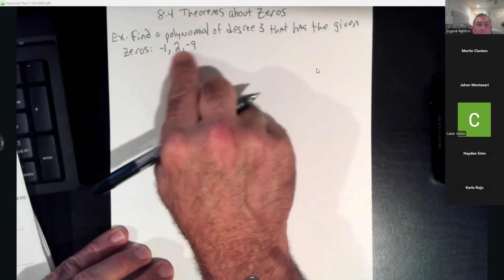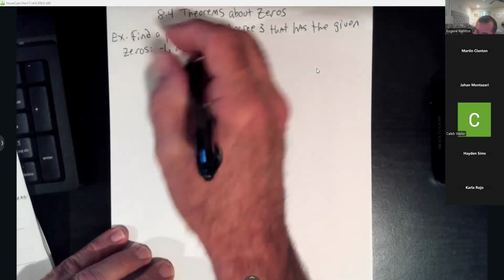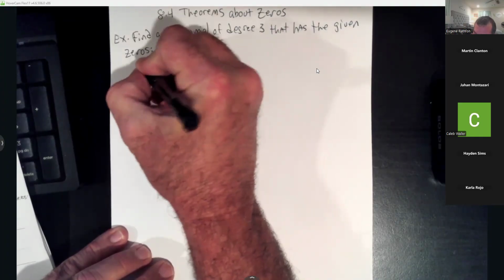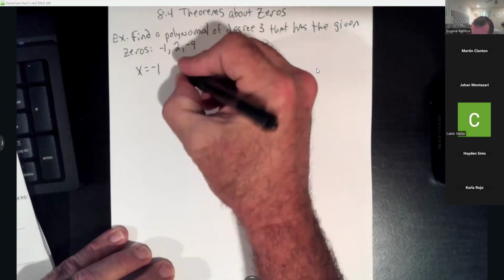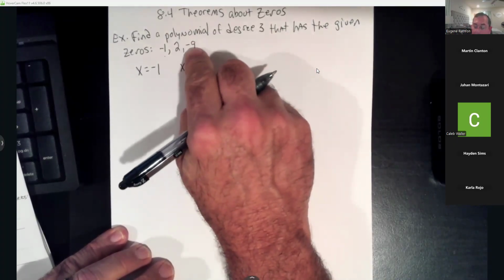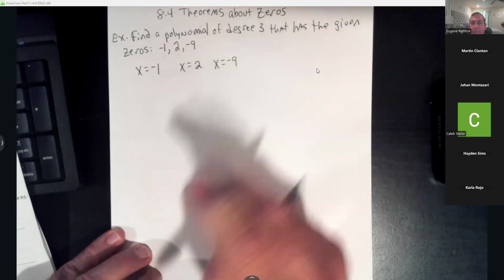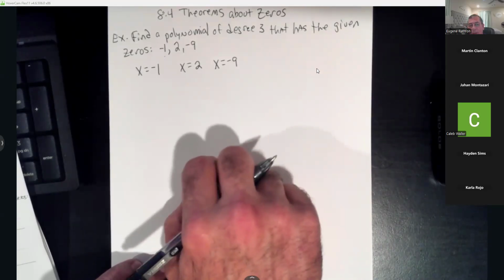So the first thing I'm going to do is write these out using x as my variable. So since it's a zero of -1, that means x equals -1. A zero of 2 means that x equals 2. And a zero of -9 means x equals -9. So we're basically going to work in reverse.